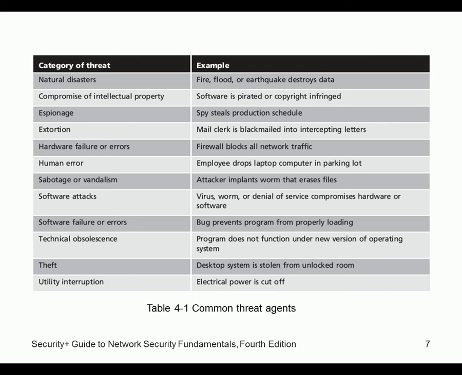How about technical obsolescence? Program does not function with the new version of Windows 8 coming out October 26th. Obviously, we're all switching October 27th, aren't we? Could be theft. Could be utility interruption. Power goes off. Our school has a battery backup system, a UPS system. It's good for 30 minutes. What do you think? Long enough to shut things down. That's about all it is. But that's what they've had forever, and they were fine with that.